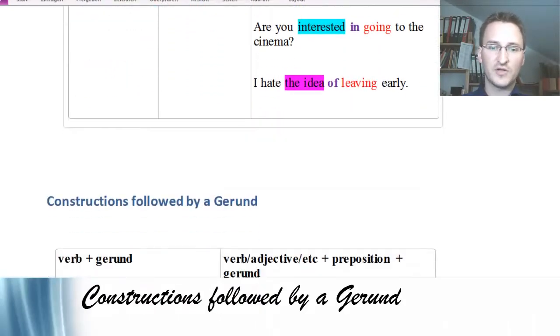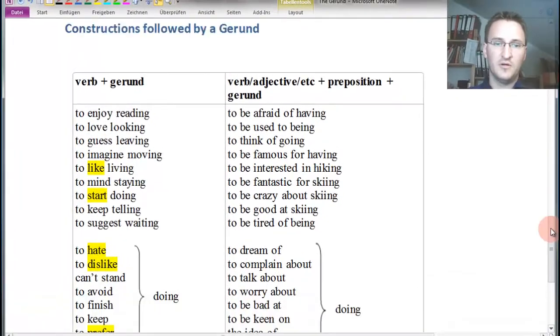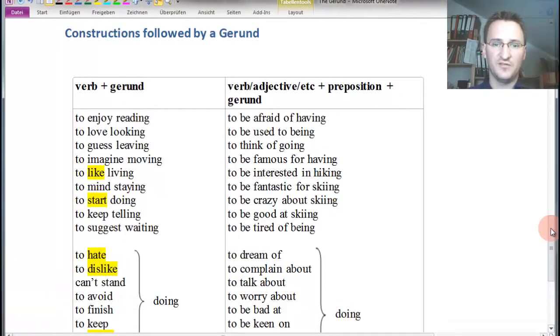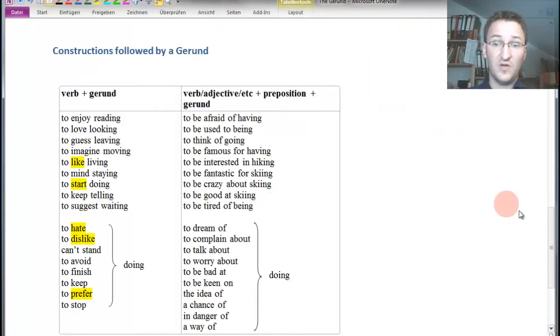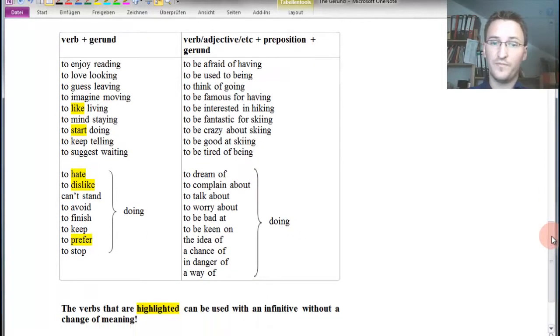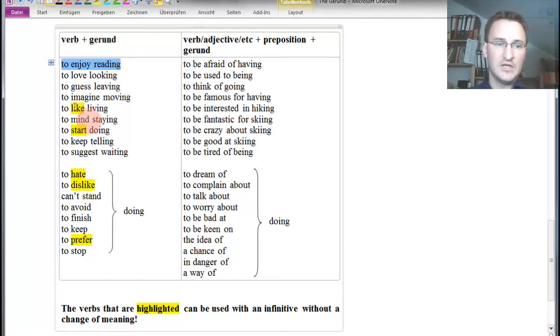Now, which constructions are followed by a gerund? Well, as you can see, the list here is rather extensive. The good news is it's not really complicated. The bad news, however, is you have to learn this list by heart. So there is no way around studying that list. These verbs all have got a gerund following. Note that the yellow words here, those words highlighted, they can also be followed by a to infinitive.